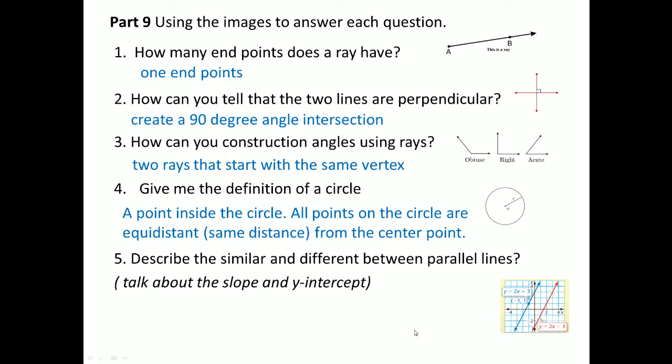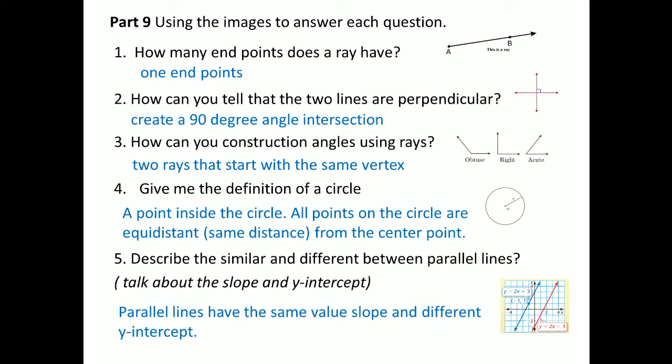Describe the similarities and differences between parallel lines. Talk about the slope and the y-intercept. So parallel lines have the same slope, but different y-intercepts. Right? So that is just 9.